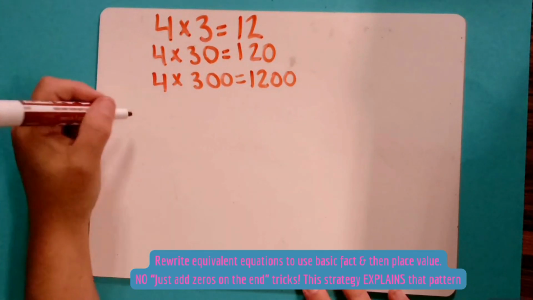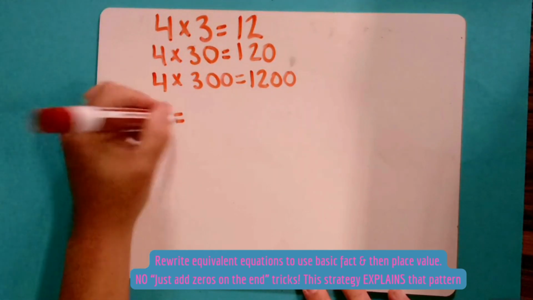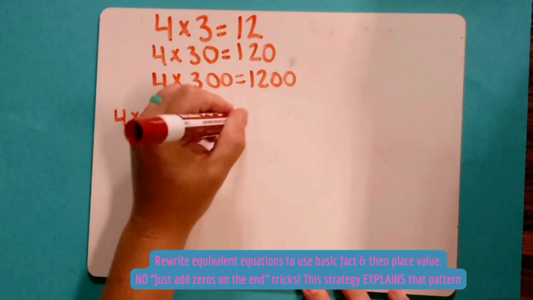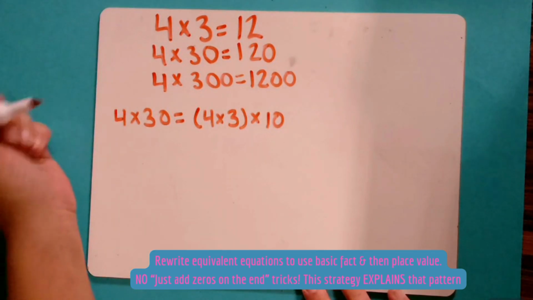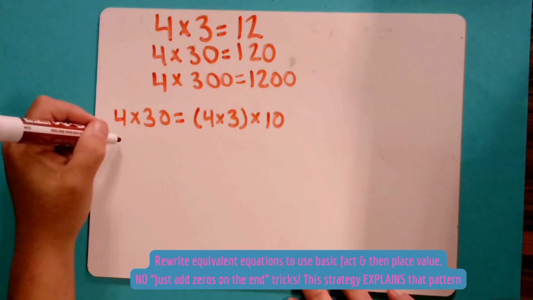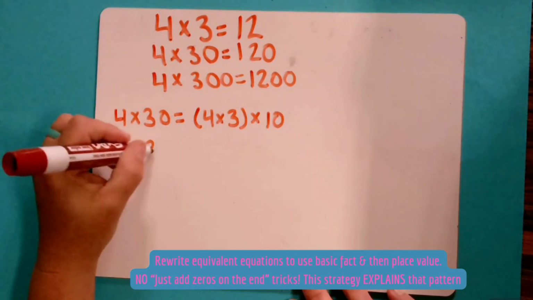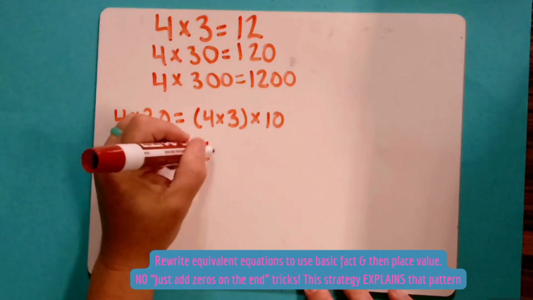After utilizing manipulatives and pictorial representations, you can now have students analyze the equations for patterns. They should notice that as the factor changed to a multiple of 10 or 100, so did the product. Oftentimes, students are just told to do the basic fact and put zeros on the end, but we need to explain the why behind that pattern.